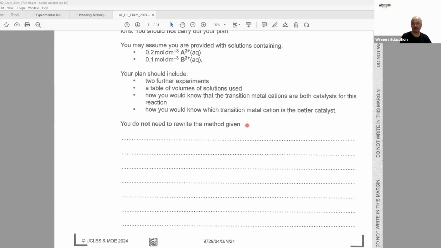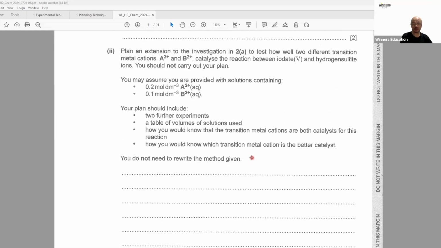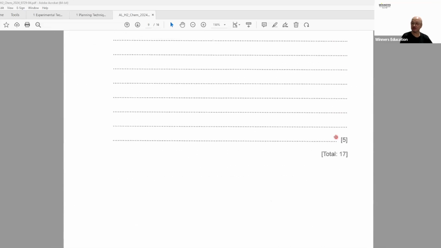You do not need to rewrite the method given. So, something you can do, add the transition metal in. They must be what? They must be aqueous, homogeneous catalyst. So go revise a bit. How many marks? I forgot to look at the marks. So 2 marks together are 2 plus how many? So of course, 7 marks. Also, the planning is 7 marks.